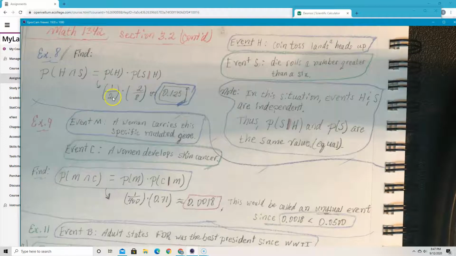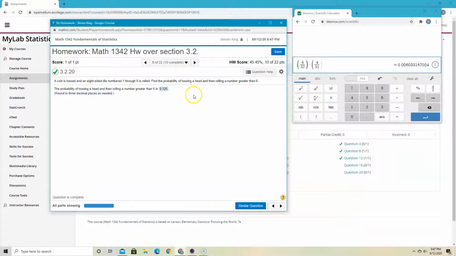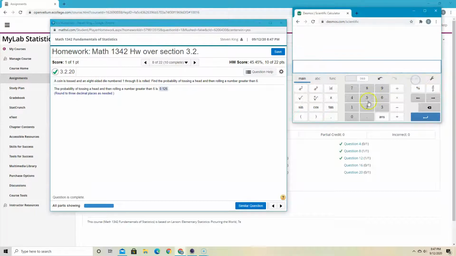So now we multiply 1/2 times 2 over 8. Multiply that on a calculator and we get 0.125, which is right here. Correct. 0.125. So, I hope that makes sense.